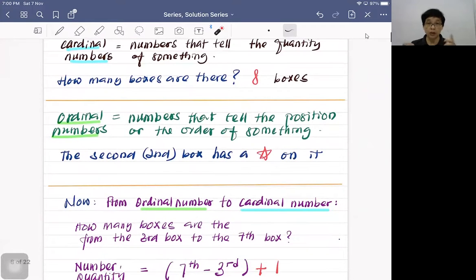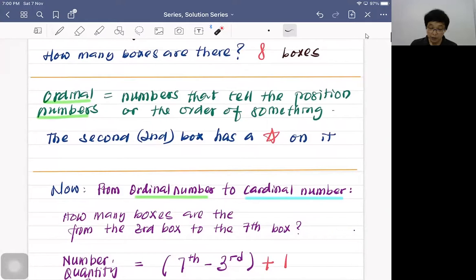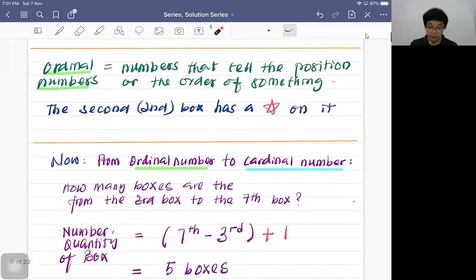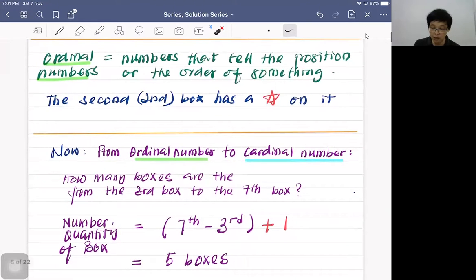Now, come to the point of our interest: going from ordinal number to cardinal number. Because in the question just now, from the 100th to the 200th, we wanted to know how many terms altogether there are. We will use a very simple example here. If I were to ask how many boxes are there from the 3rd box to the 7th box, what is the quantity starting from the 3rd box to the 7th box?